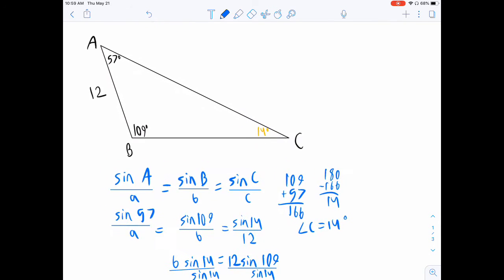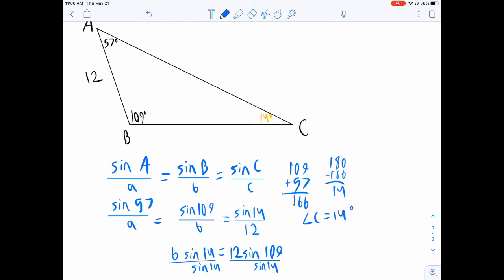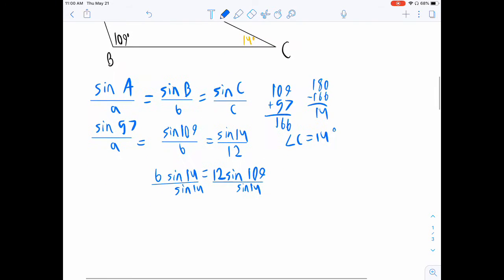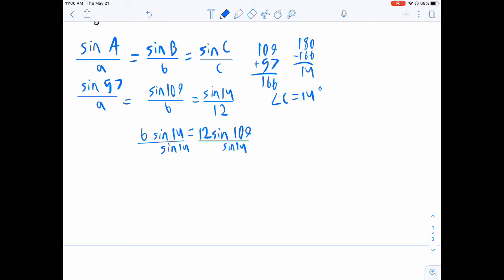It's a little long, but did I mess up again?